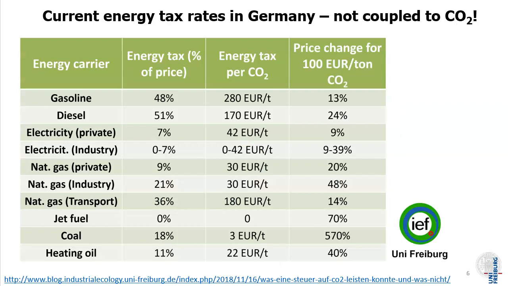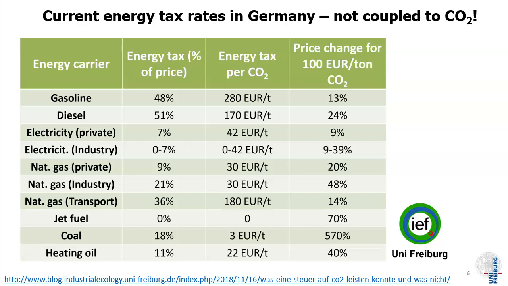Another way of looking at it on the territorial side is to again list the different energy carriers and then calculate how much the energy tax accounts for in terms of the total price. This would be the first column here on the left with numbers. You can see that for gasoline and diesel, the private transportation fuels, roughly half of the price we pay is tax load. But for natural gas, private, it's much less, it's only 9%, and the industrial coal users would only pay 18% of that coal price as energy tax.